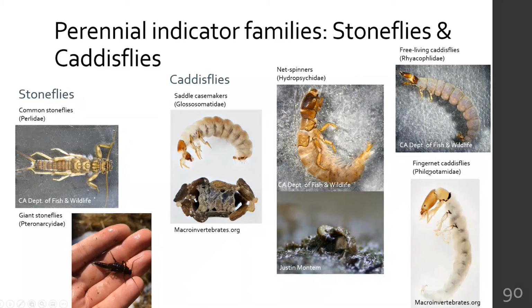And finally, we have this family called fingernet caddisflies. They build a retreat like the hydropsychids, but they're more often found outside their net, like the rhyacophilids. They have these really funny long-shaped heads and some T-shaped mouth parts that are pretty distinctive.